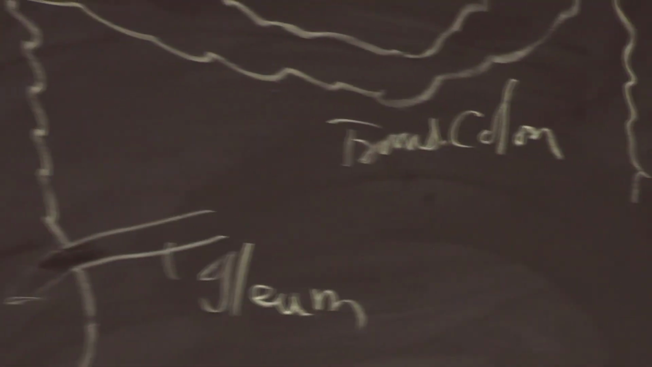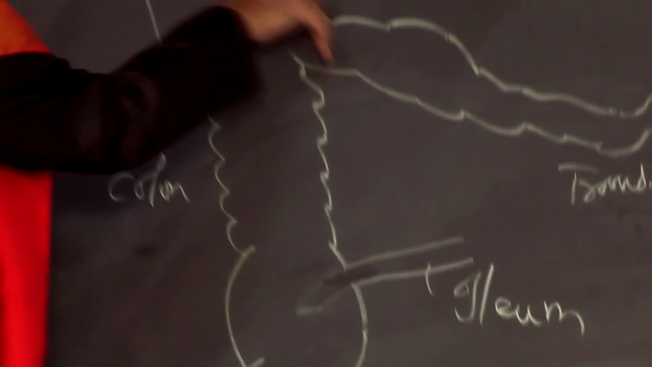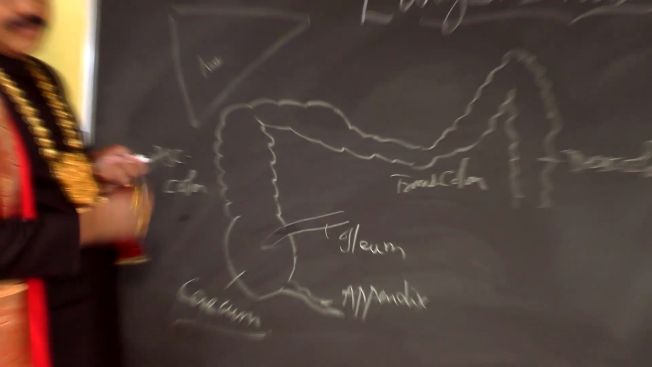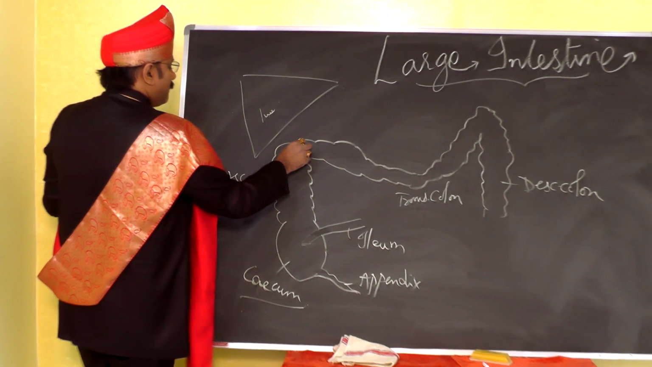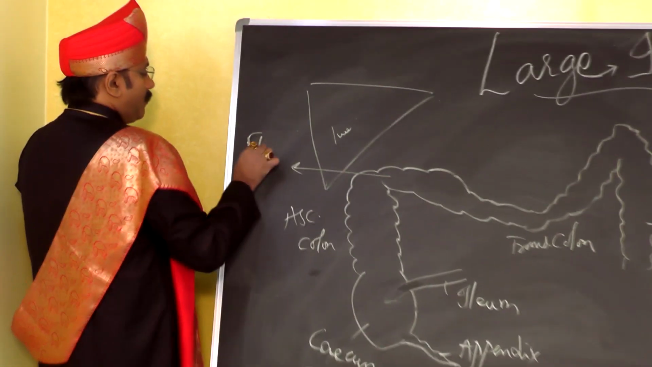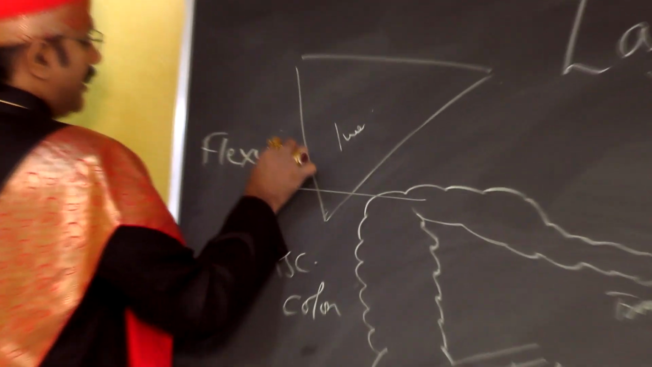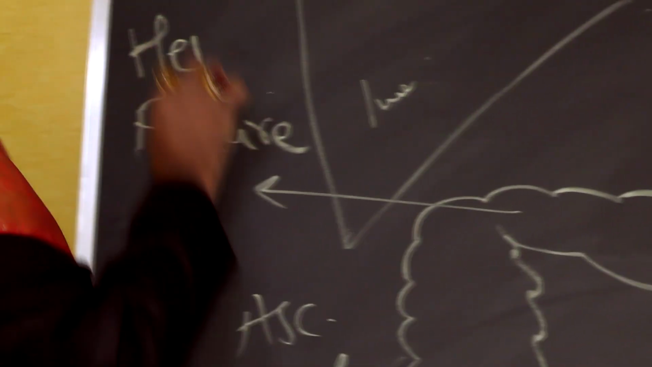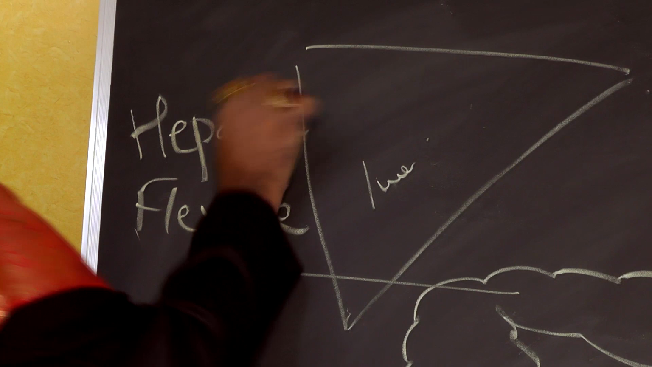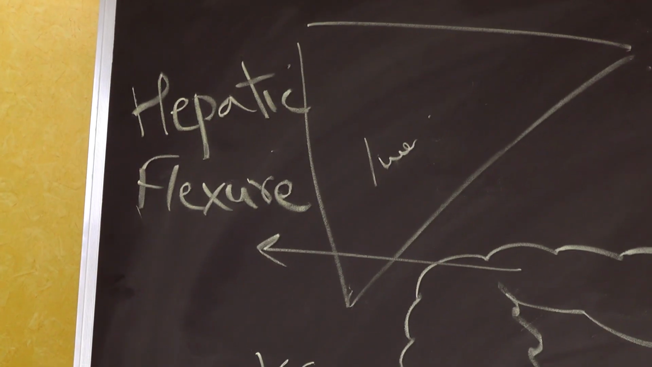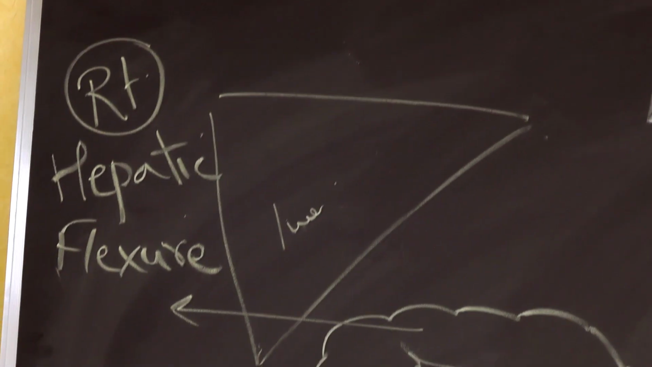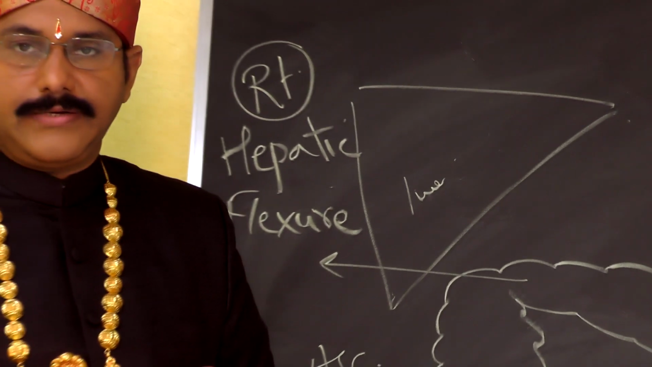Please observe, the ascending colon is folding upon itself and taking a left turn. This folding of the colon is called flexure. As it is taking place under the liver, it is called the hepatic flexure of the colon. It is present on the right side of the abdomen, so it is also called the right flexure, right hepatic flexure, or just hepatic flexure.